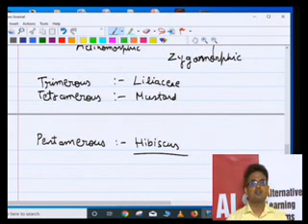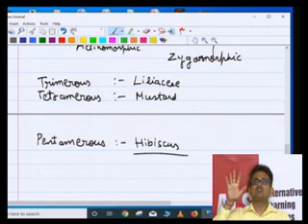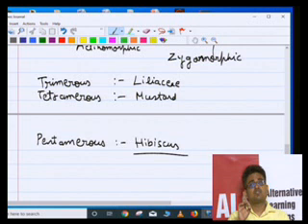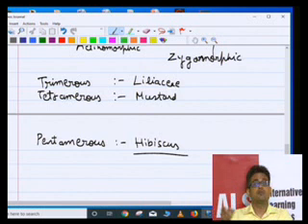Trimerous, tetramerous, pentamerous. What does it mean? A hibiscus flower has 5 sepals, 5 petals, infinite stamens, and 5 carpels. A flower which has floral parts in multiples of 5 is named accordingly. If in multiples of 5, you call it pentamerous. If in multiples of 4, you call it tetramerous, like mustard flower. Trimerous in the case of Liliaceae.